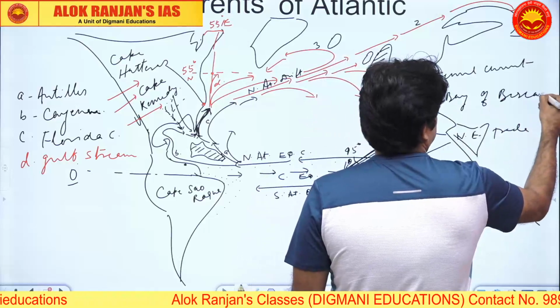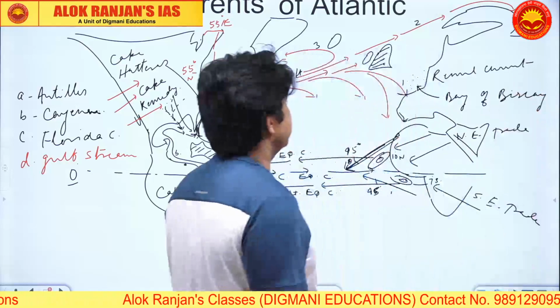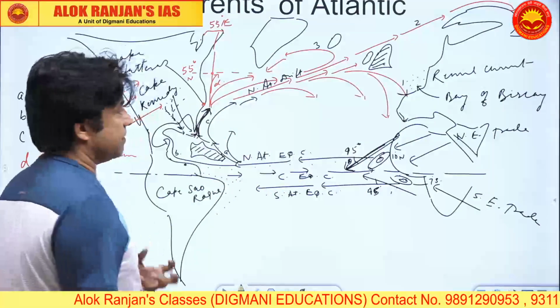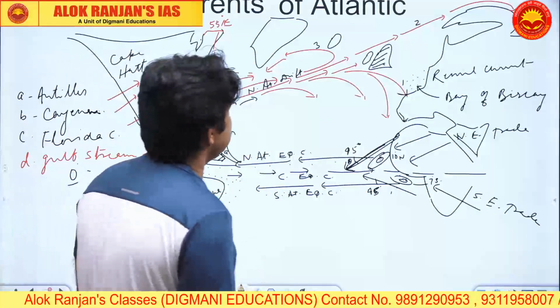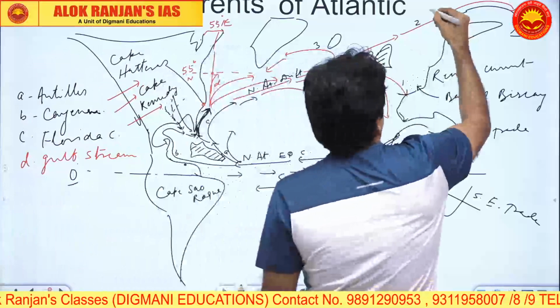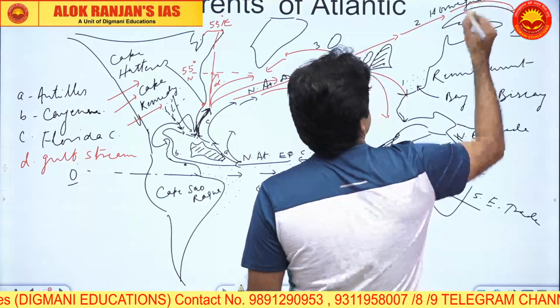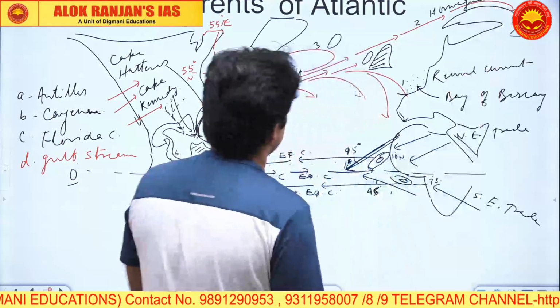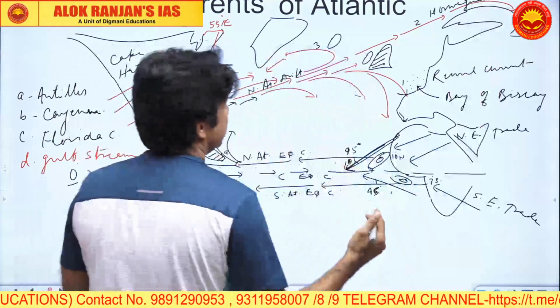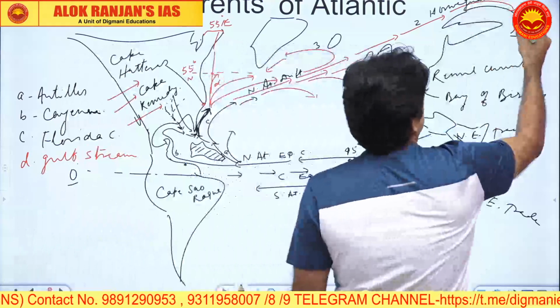Bay of Biscay. So in the French Bay of Biscay, it will be called Rennell current, and as it goes here, this is called Norwegian current. Rightly so, because mostly it is moving along the coast of Norway, so it is called Norwegian current. This Norwegian current will enter the White Sea.